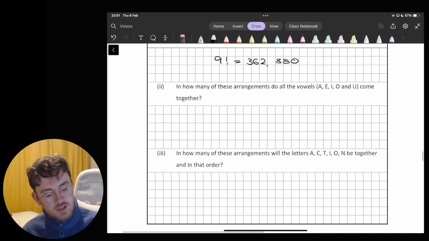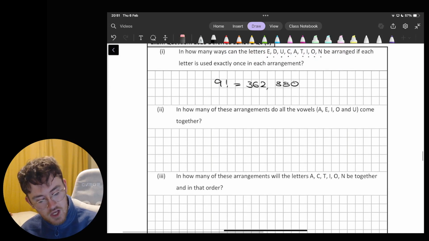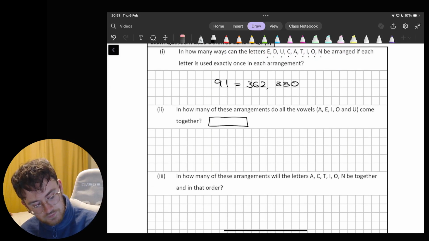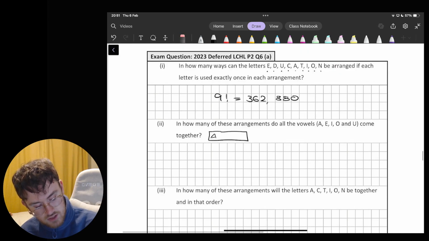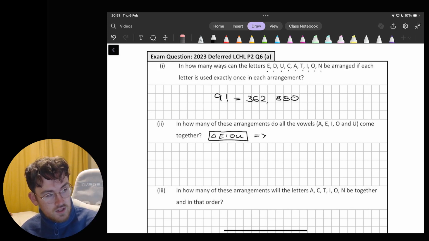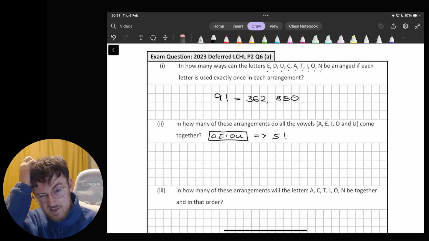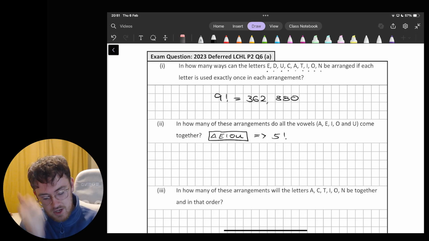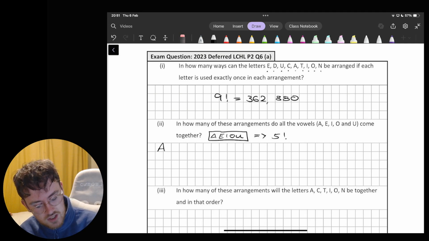In how many arrangements do all of the vowels come together? So we take them as one block. So that's A, E, I, O, U, literally all the vowels. Okay, so we take these as one block. So there's 5 factorial different arrangements of that block to be considered. We're arranging 5 objects because there's no restriction on the order here.